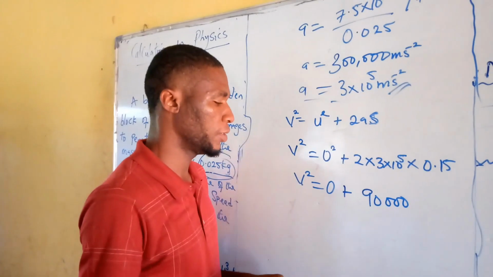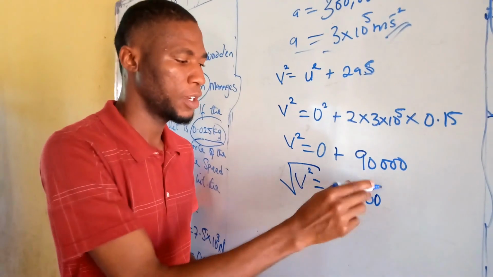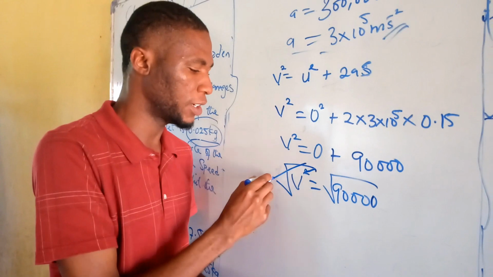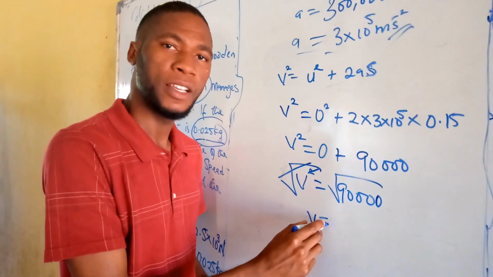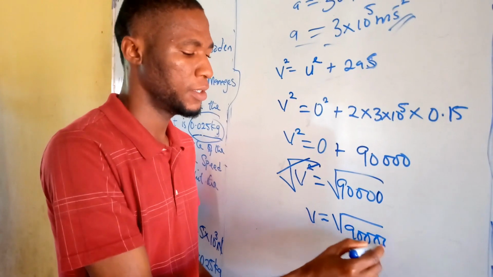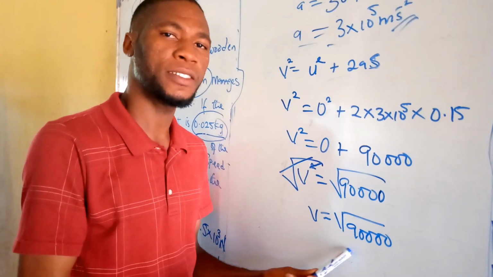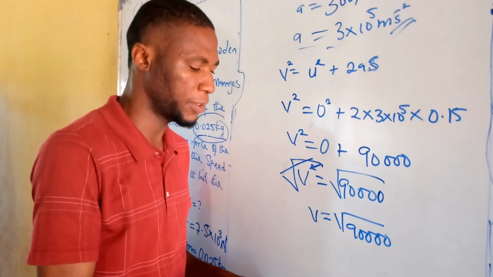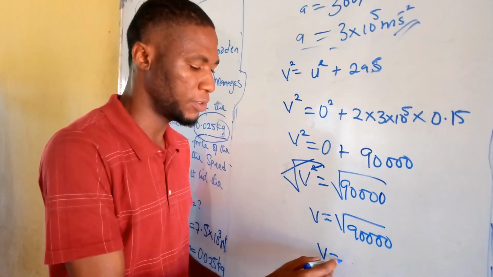So it's going to give us 90,000. That means we are going to introduce the square root to this. This square is going to cancel the square root. So we have v is equal to the square root of 90,000. The square root of 90,000 is going to give us about 300. So v is equal to 300 meter per second.